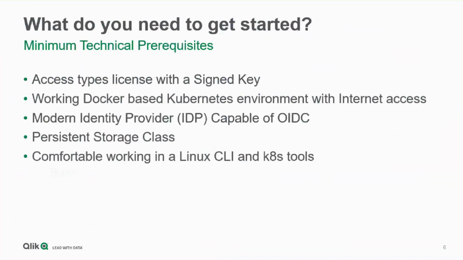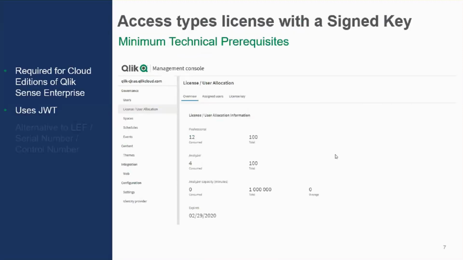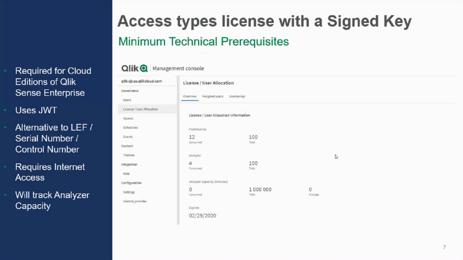So what I'm going to be covering in this section are the minimum technical prerequisites. The first thing you need is an access type sign license. So with that, these are delivered through JWT. So if you've used Qlik before, you know that there used to be like a serial number, control number kind of schema, right? Well, with the addition of analyzer capacity, where we're tracking how much your analyzer tokens are using the product, we needed a way to check that. So the sign licenses help. So it's basically a JavaScript web token section of text.